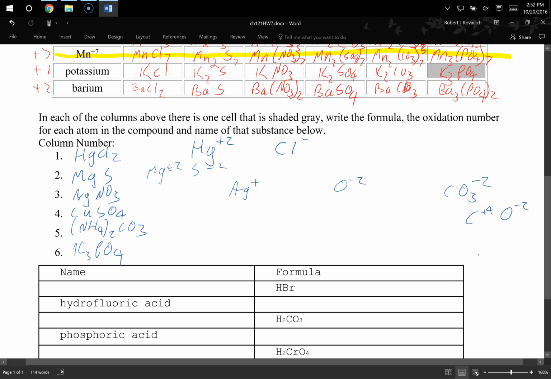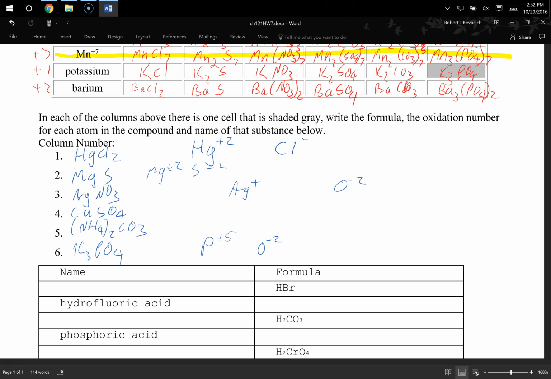And then the last one here, the potassium has a plus charge, the oxygen's -2, and then that makes my phosphorus +5. Yeah, +5.